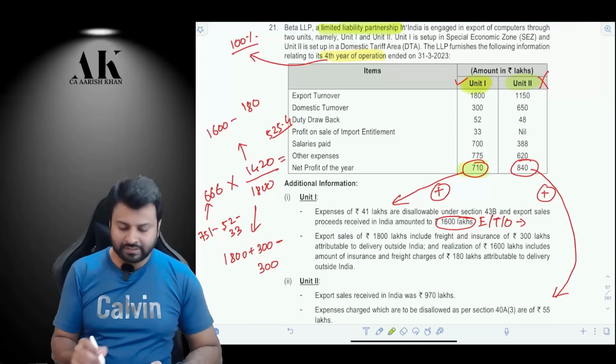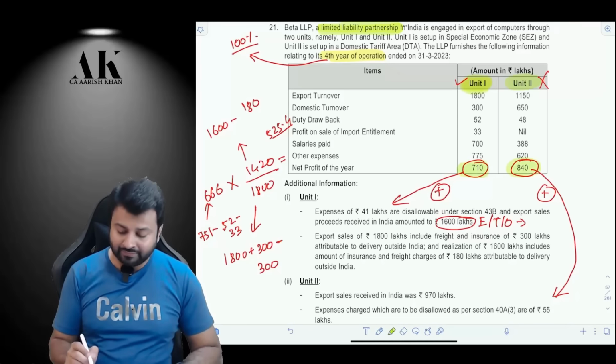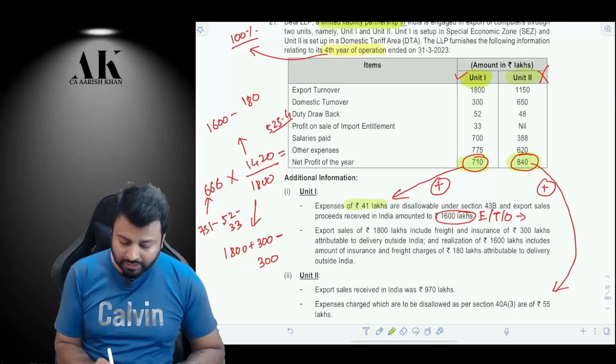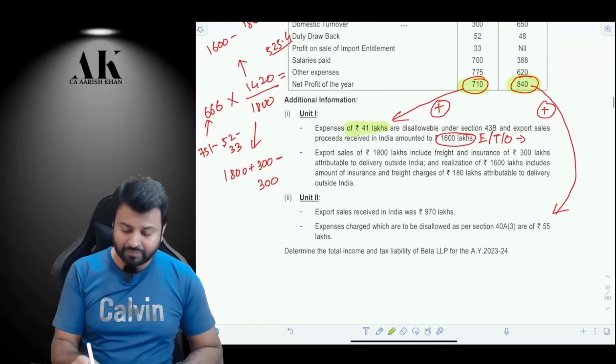Unit 1 has a profit of 710. Unit 2 has a profit of 840. Now, you have to disallow certain expenses because those are not as per the income tax law. So, in unit 1, you have to disallow 41 lakhs. Therefore, profit will become 751.